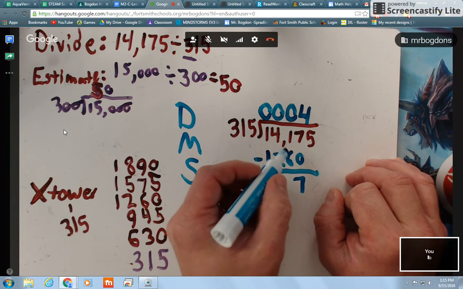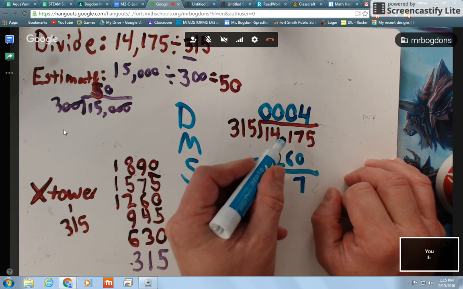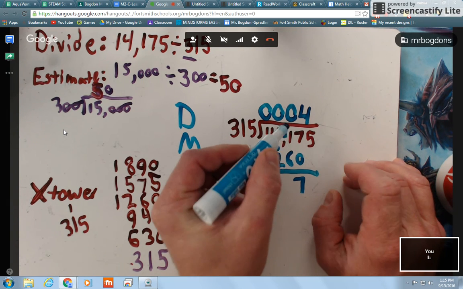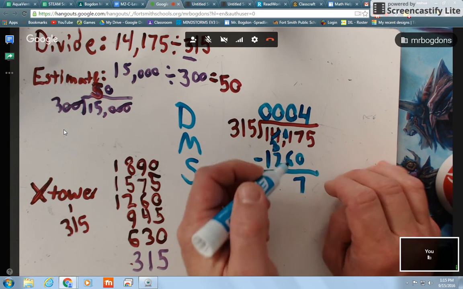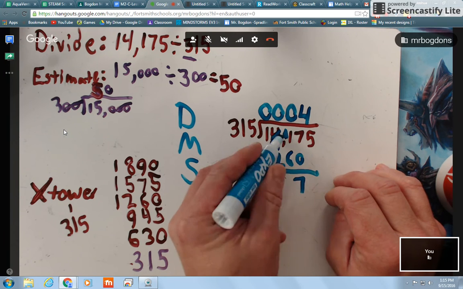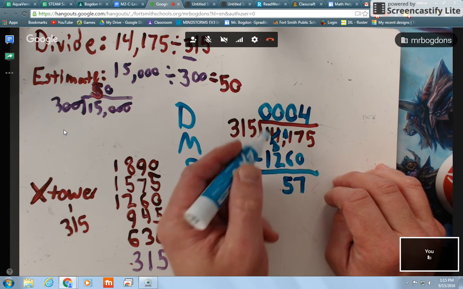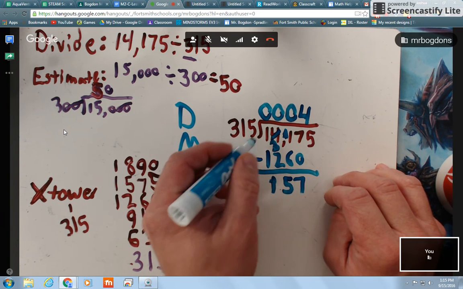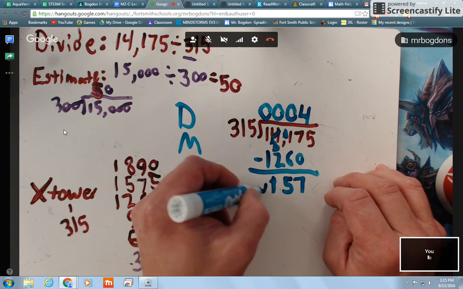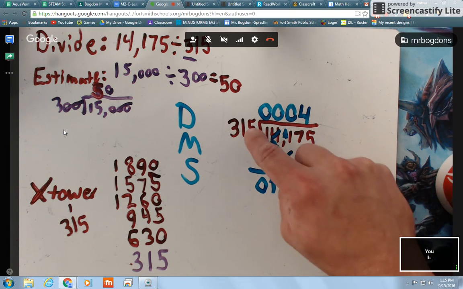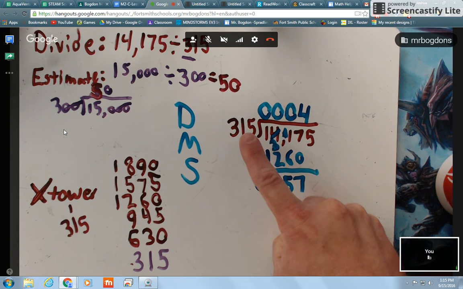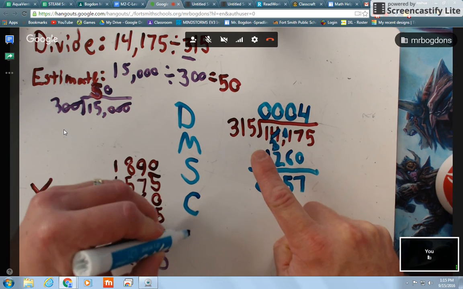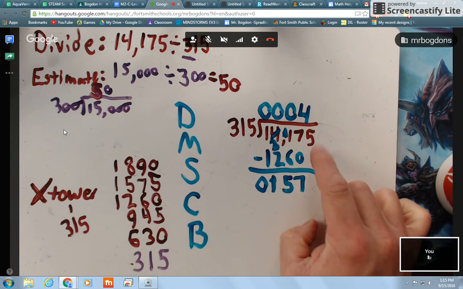7 minus 0 is 7. Can I take 6 away from 1? I need to regroup. 11 minus 6? 3 minus 2? 1 minus 1? Is 157 smaller than 315? It checks out. So what do I need to do? Bring down.